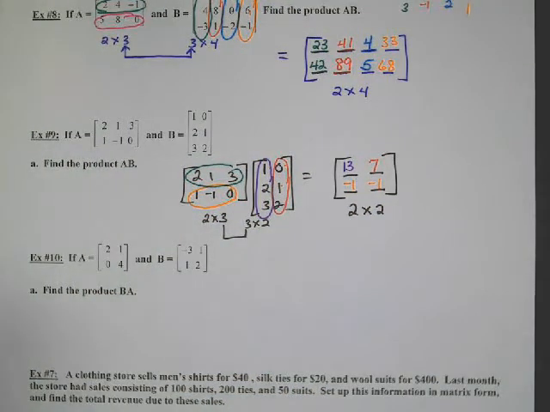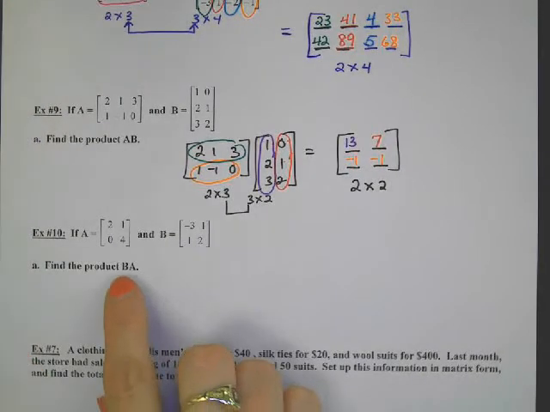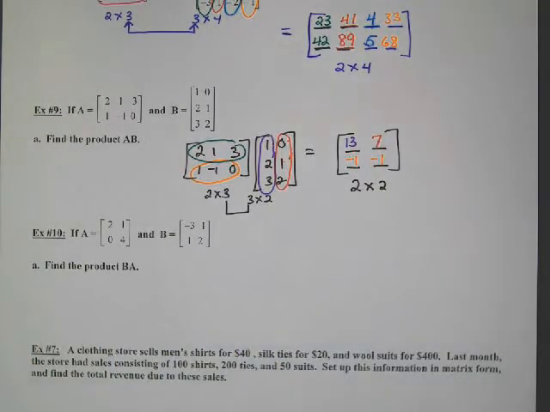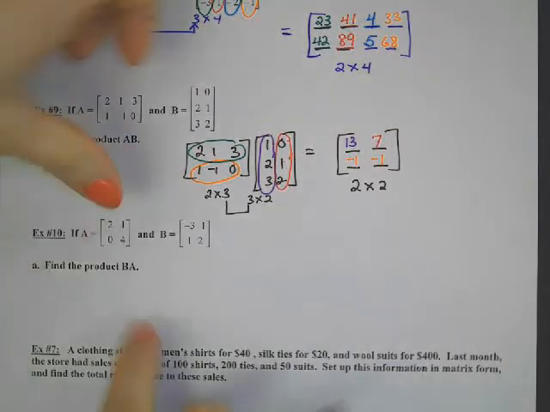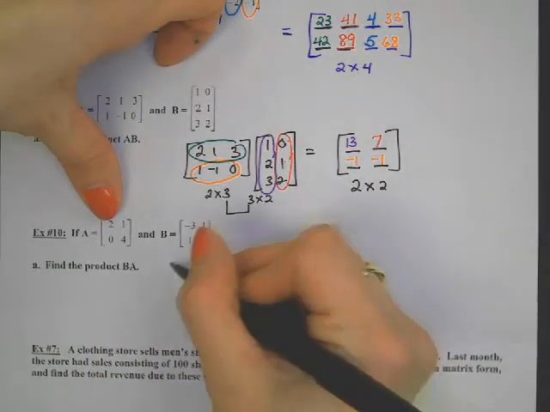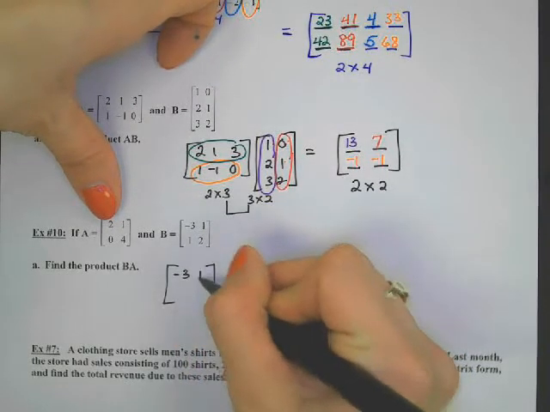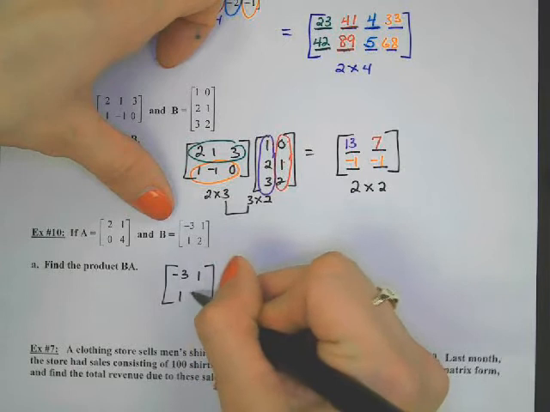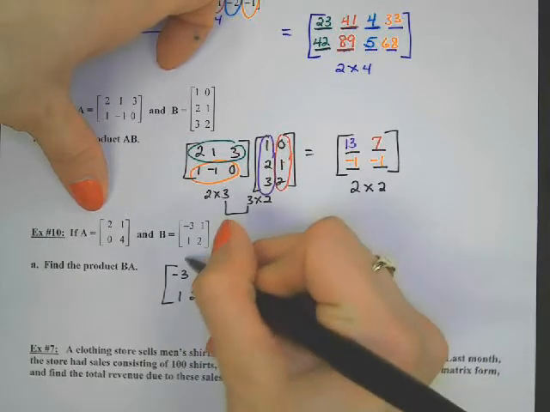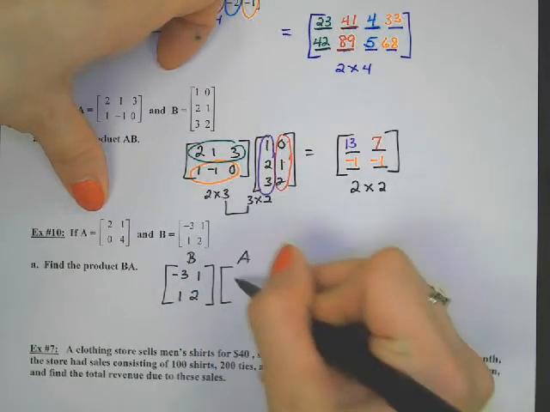So now we're going to take a look at the product BA. Like I was saying before, you have to be very careful that you put these in the right order. This one wants the B times the A, so we're going to have to write the B matrix first: negative 3, 1. Across the second one, it's 1, 2. And then the A matrix. B goes first, A goes second.